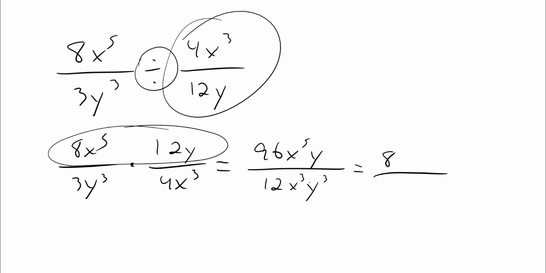And then who wins with the x's? Right, the top wins by 2. Who wins with the y's? The y wins by 2 on the bottom. So that's it. That's your final answer. Okay, so we've done this already. I know you guys have seen this already. It's no big deal.